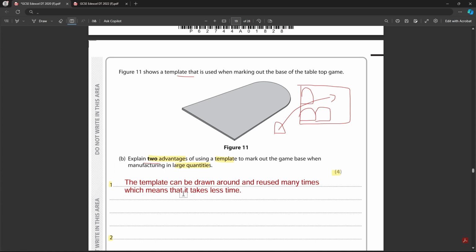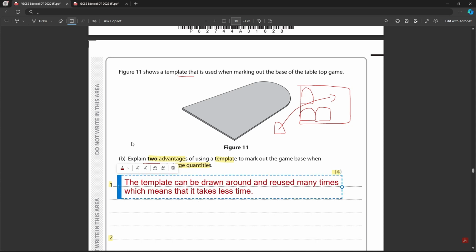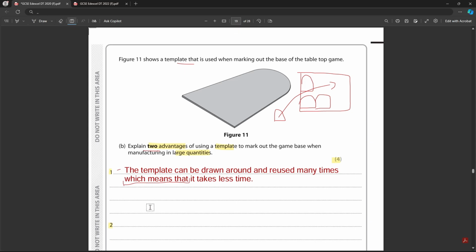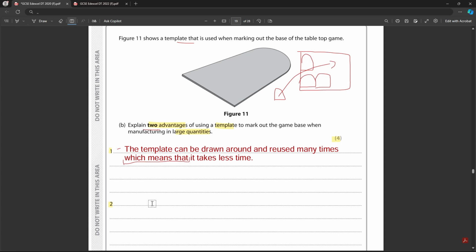And then to mark out all of the different quantities of bases. So you have a point, you say which means that, which is your connective into your reason, your explanation basically. So let's get rid of that. Let's do this one more time with our second advantage. So one advantage is saves time.